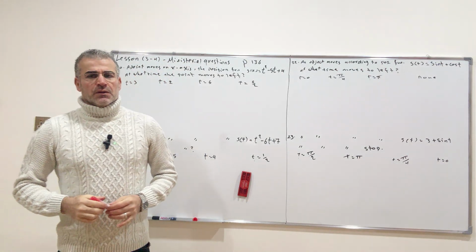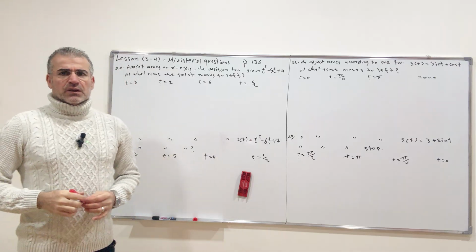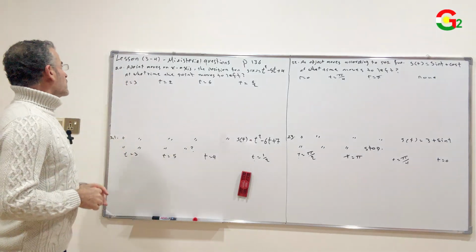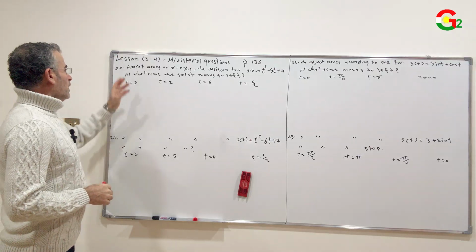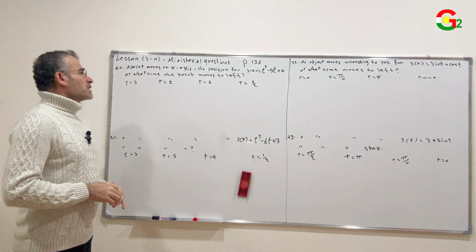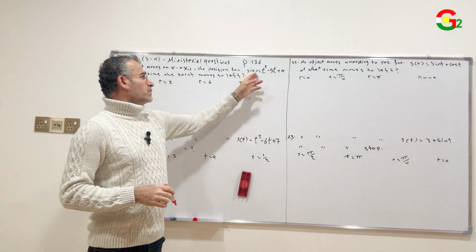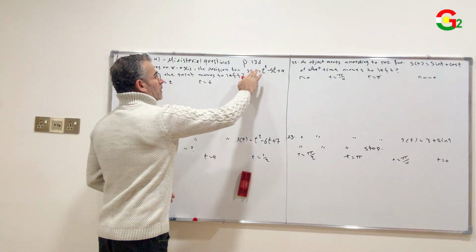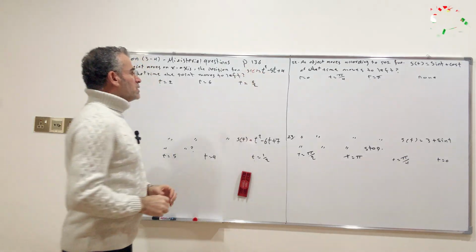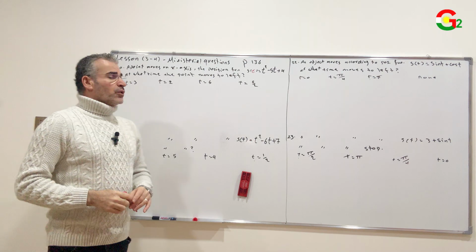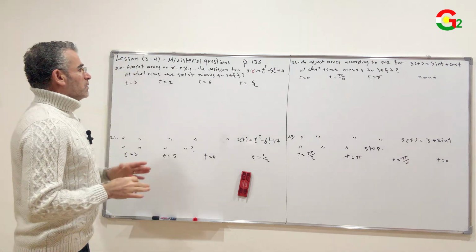Everyone. In this lesson, I will complete solving the ministerial question of lesson 3-4. We reach question number 20. A point moves on the x-axis according to the position function s of t equals t squared minus 5t plus 4. At what time does the point move to the left?